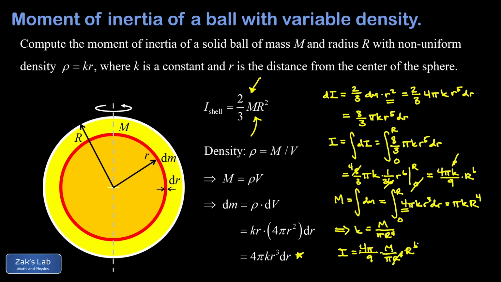Now 4 factors of r are going to cancel, leaving us with an r squared in the numerator. And this pi cancels, and I end up with a final formula for the moment of inertia of this ball, and that's 4/9 times mr squared. And so we noticed that that's slightly bigger than the moment of inertia for a solid ball with uniform density. Remember that answer was 2/5 mr squared, which translates to 4/10 mr squared. In other words, slightly less than this result.